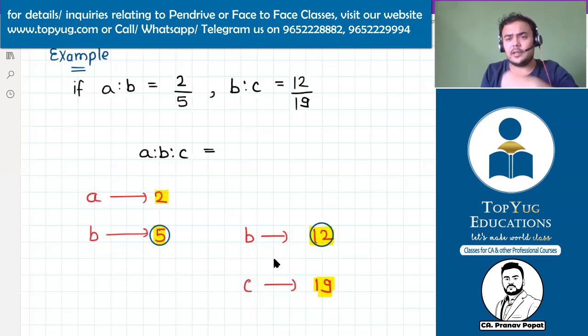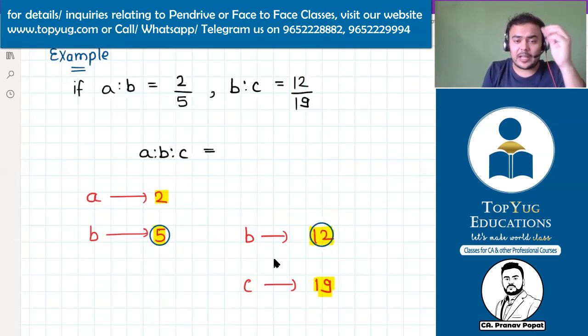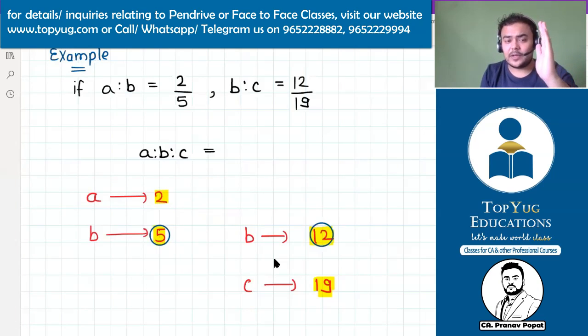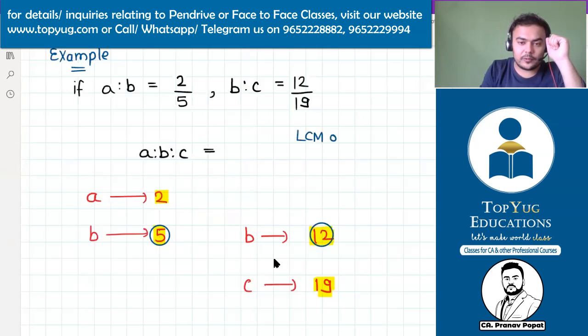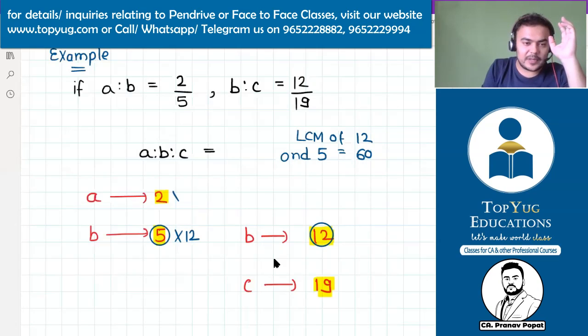Sir, how can we equate 12 and 5? You cannot equate 12 and 5, but you can convert them into a common value, the LCM, by multiplying the numerator and denominator both. Now tell me, what is the LCM of 12 and 5? It is equal to 60. So let's make it 5 into 12. Let's make it 2 into 12.